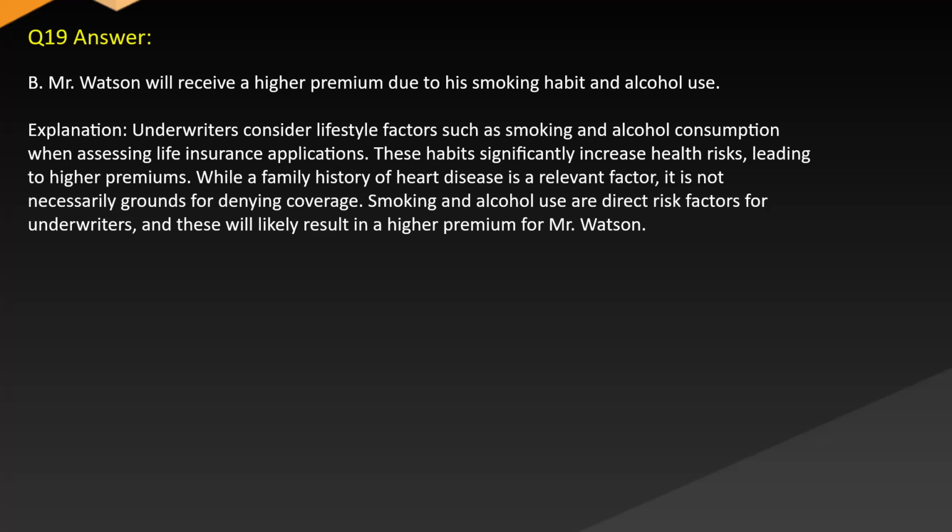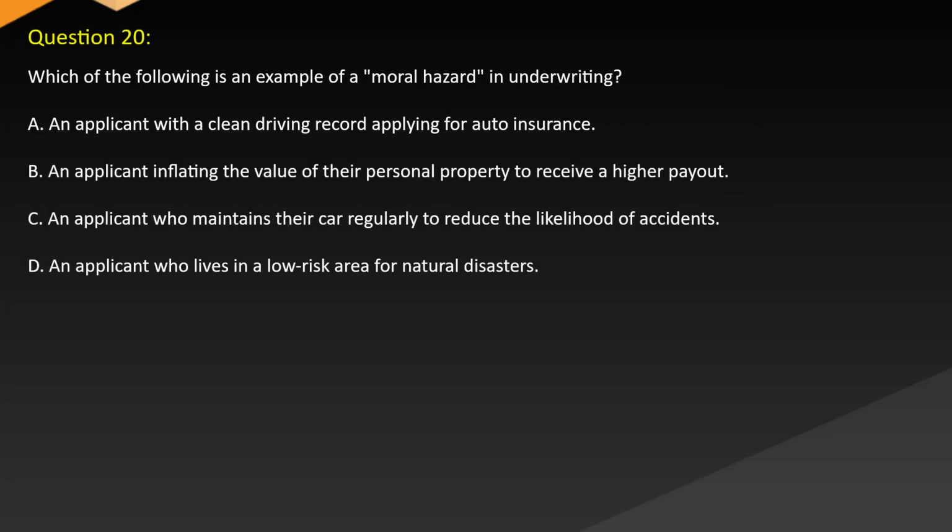While a family history of heart disease is a relevant factor, it is not necessarily grounds for denying coverage. Smoking and alcohol use are direct risk factors for underwriters, and these will likely result in a higher premium for Mr. Watson. Question 20. Which of the following is an example of a moral hazard in underwriting?